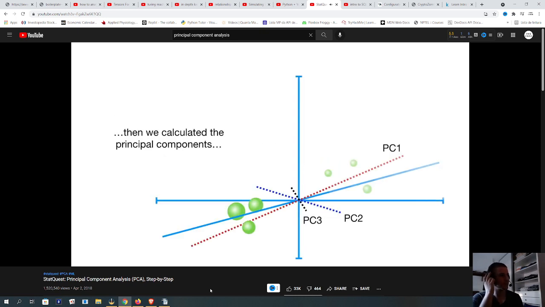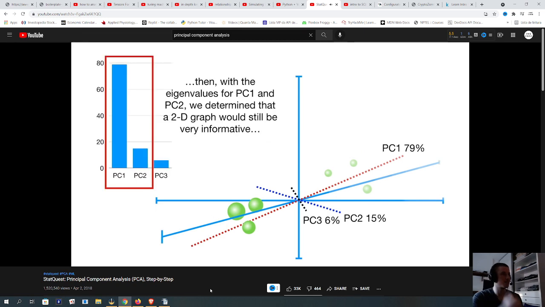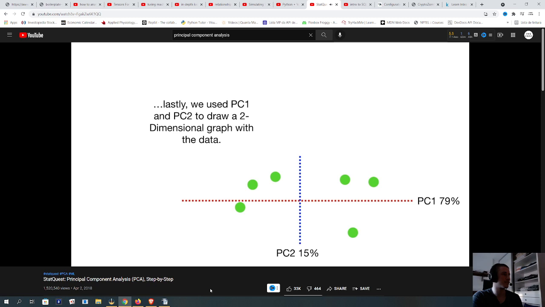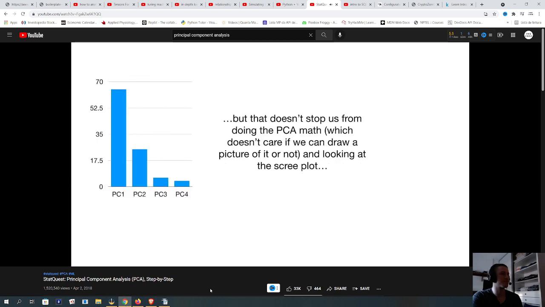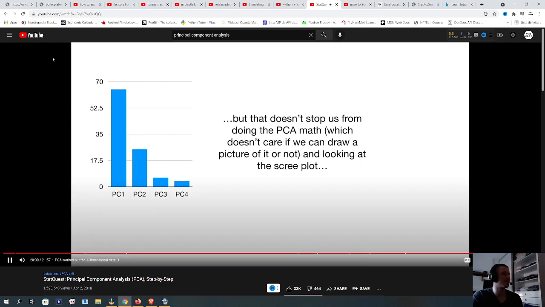To review, we started with an awkward 3D graph that was kind of hard to read. Then we calculated the principal components. Then, with the eigenvalues for PC1 and PC2, we determined that a 2D graph would still be very informative. Lastly, we used PC1 and PC2 to draw a 2-dimensional graph with the data. If we measured 4 genes per mouse, we would not be able to draw a 4-dimensional graph of the data. Wah wah. But that doesn't stop us from doing the PCA math, which doesn't care if we can draw a picture of it or not, and looking at the scree plot.